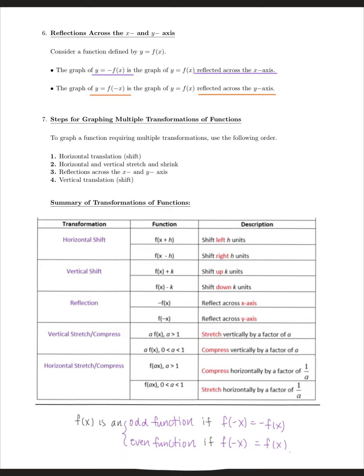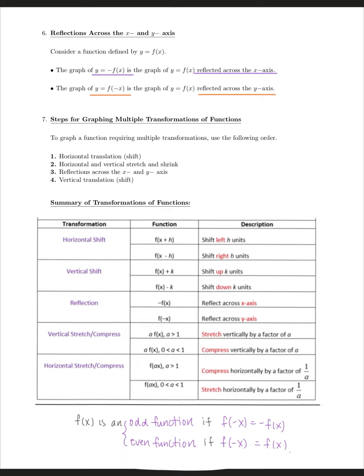So I have separated into horizontal shift. For horizontal shift, we're going to be talking about f of x plus h. So what do we do? Shift y equals f of x left h units. And then here, if you go f of x minus h, then what you need to do is shift that mother graph right h units.